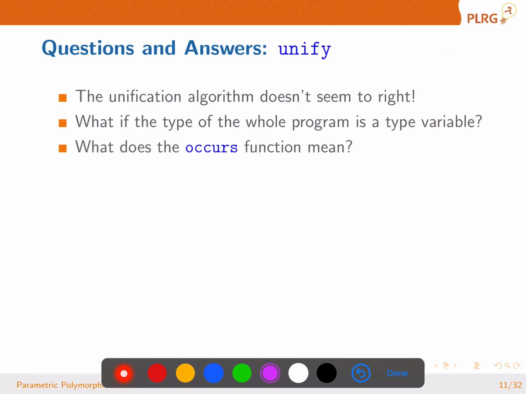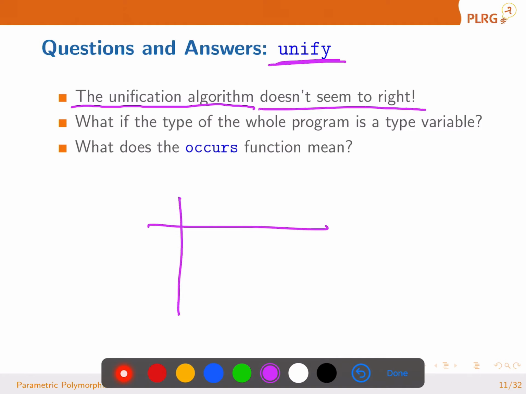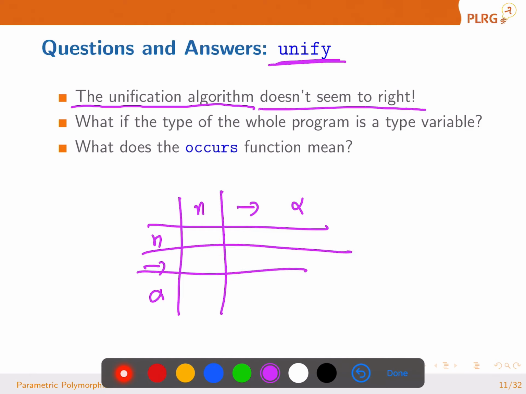Okay, so unify. There have been several frequently asked questions about this unify function, which was what? The unify algorithm doesn't seem right. It looks like some cases are missing. Yeah, if you think so, draw some table with what? num t, arrow t, and type variable, num t, arrow t, and type variable, and see whether we covered every case. Then you can see the correctness of the algorithm.